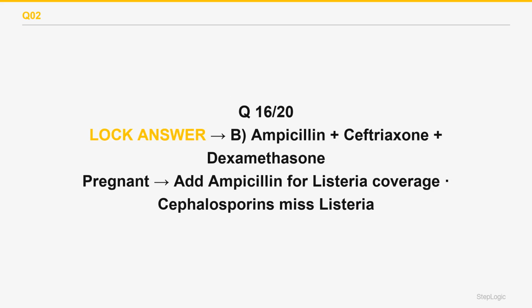Choice C, vancomycin plus ceftriaxone plus dexamethasone, is correct for non-pregnant adults. In pregnancy, vancomycin is not the additional drug needed, ampicillin is. This question specifically tests the Listeria coverage exception.